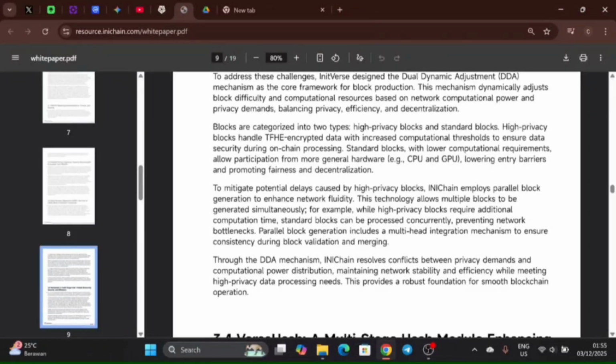I think this is about the flexibility to create more blocks. This technology allows multiple blocks to be generated simultaneously. For example, while high privacy blocks require additional computation time, standard blocks can be processed concurrently, preventing network bottlenecks. Parallel block generation includes a multi-head integration mechanism to ensure consistency during block validation and merging.